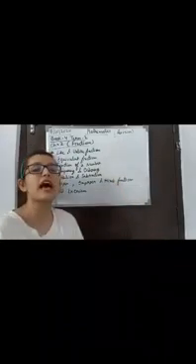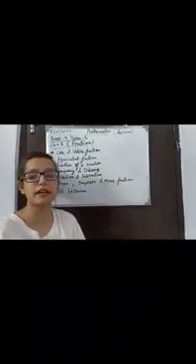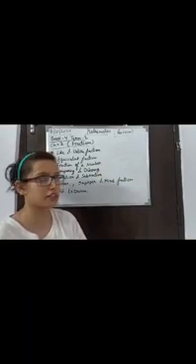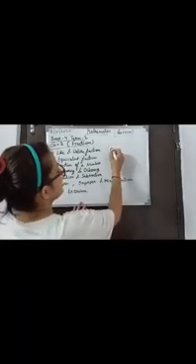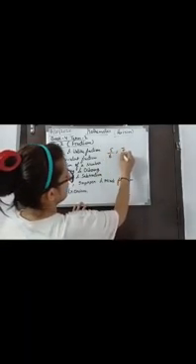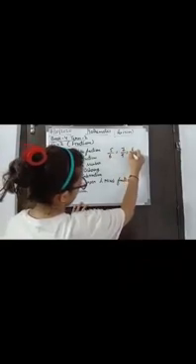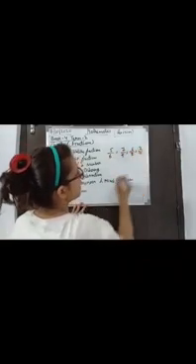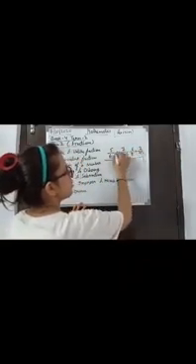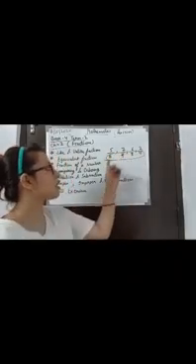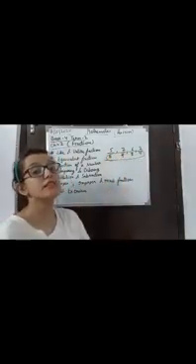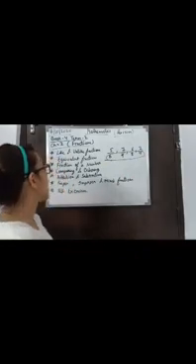Now, unlike fractions. Fractions having different denominators are called unlike fractions. For example, 5 by 6, 7 by 9, 6 by 8, 2 by 4. These fractions are called unlike fractions because all the denominators are different. Okay, now next is equivalent fractions.